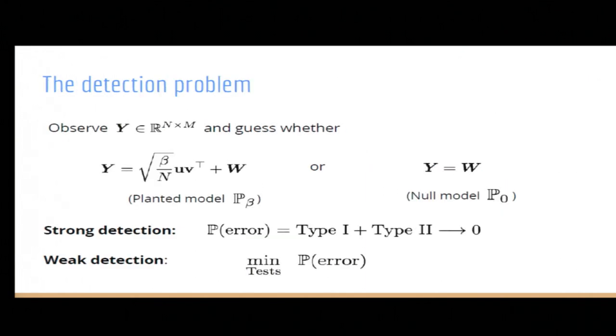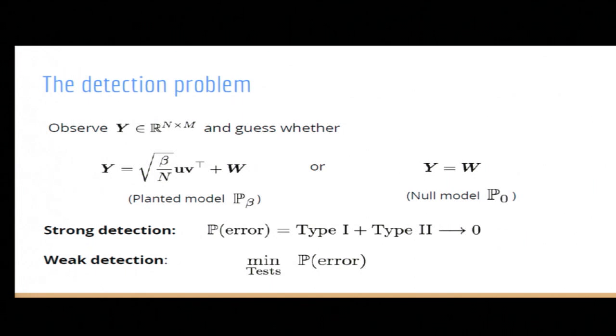These are special cases. Okay, I'm going to be interested in the detection problem. What is the detection problem? One observes a matrix Y with the promise that it is either sampled from this planted model, or the spiked model, or it is just complete noise. And you would like to distinguish which is which.